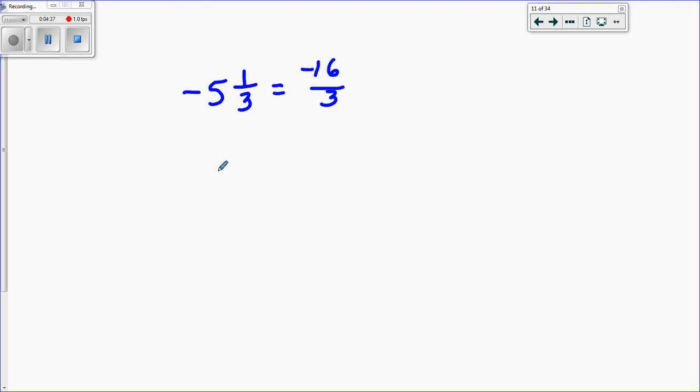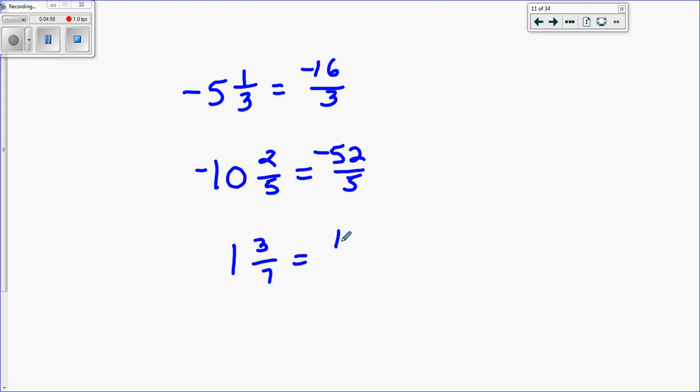So if I did 10, and the negative would always be here, 2/5, this would be 10 times 5 is 50, plus 2 is 52 over 5, but it's negative. So make sure this number, the denominator, doesn't change. And then just simply 1 3/7 would be 7 times 1 is 7, plus 3 is 10 over 7. So that's how you would change to an improper fraction.